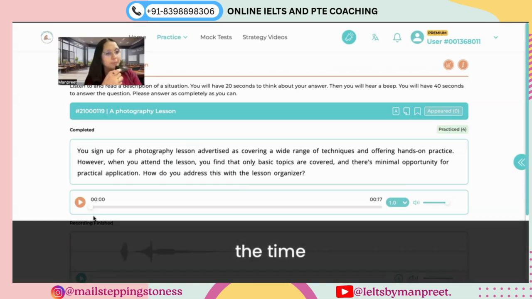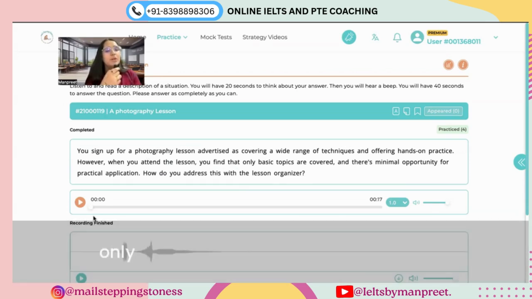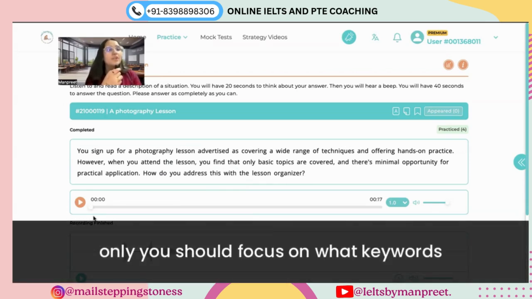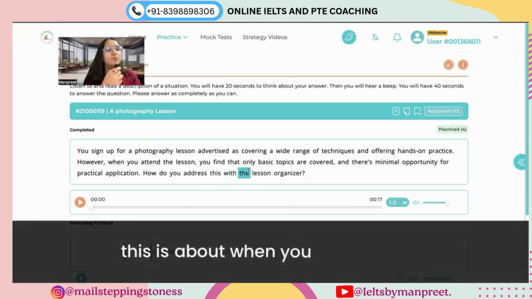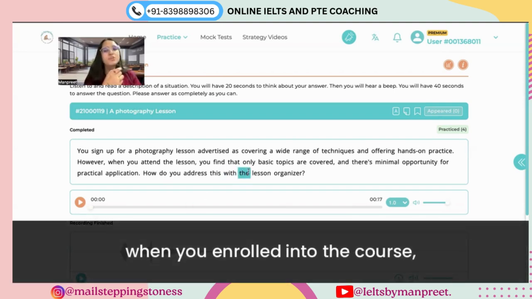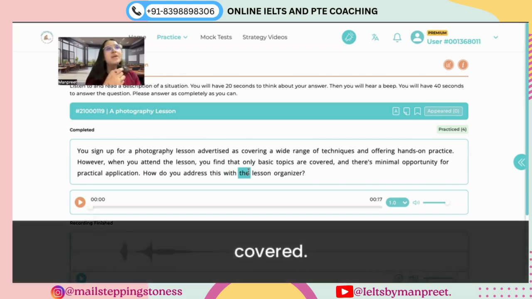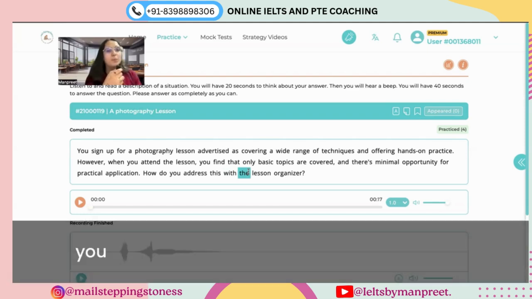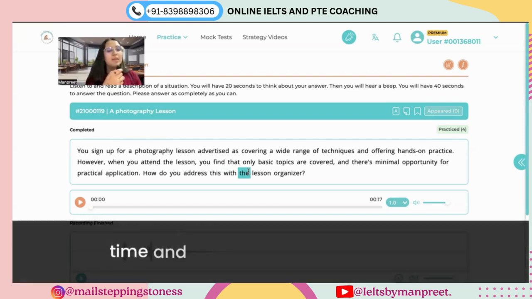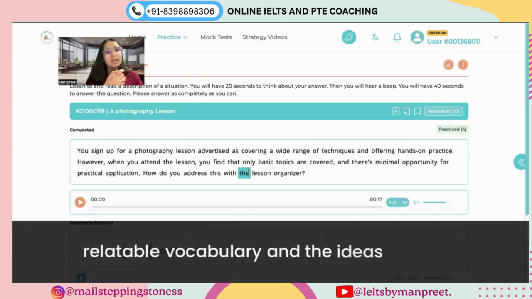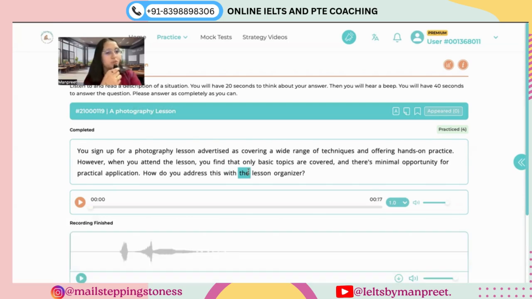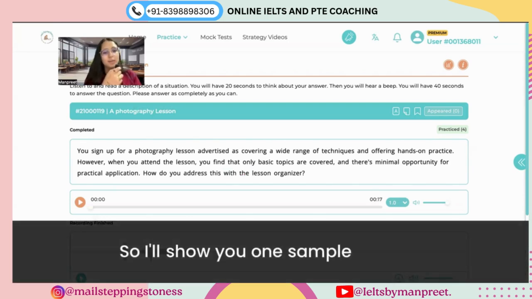So when you get the preparation time, only then should you focus on what keywords you are going to use in the template. For example, this is about when you enrolled into the course, you found that only basic topics were covered. So what are the topics or what are the words that you can say? Maybe you were disheartened, you were disappointed that you invested your time and your money into this course, but it was not up to the mark. So think of the relatable vocabulary and the ideas that you can use for the keywords to insert into the template.